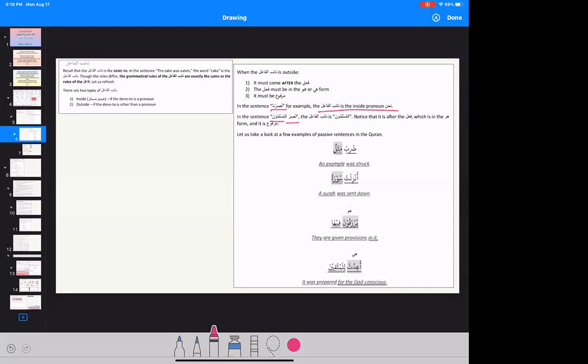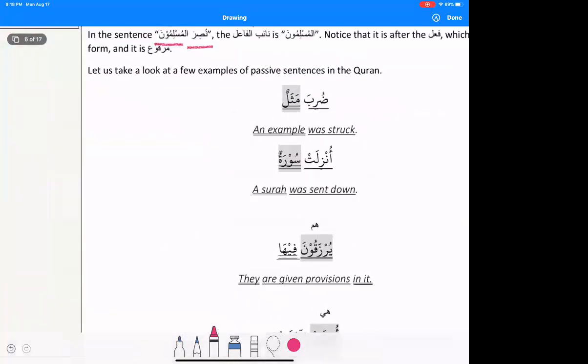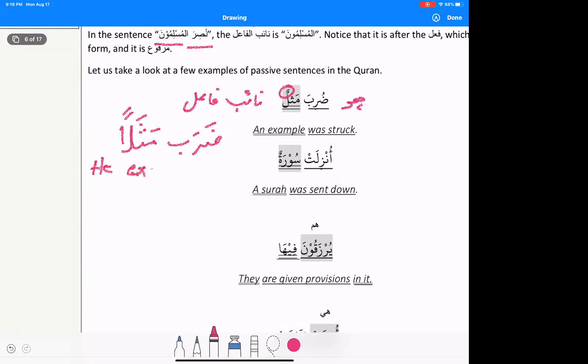So an example over here, duriba mathalun. So duriba, this u and e sound is giving out that okay, this is our passive. And then what is the naib fa'il in duriba? Huwa. And when we have huwa, we can look for an outside naib fa'il. And this mathalun, since this is rafa' in status, is perfect for our naib fa'il. So we're going to call this naib fa'il. So if I say daraba, I would be saying daraba mathalan. So he explained an example.